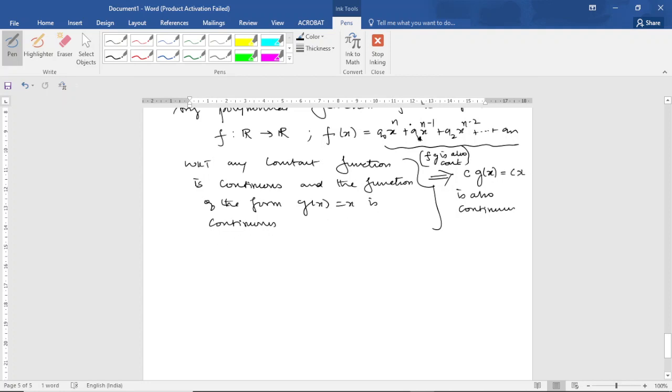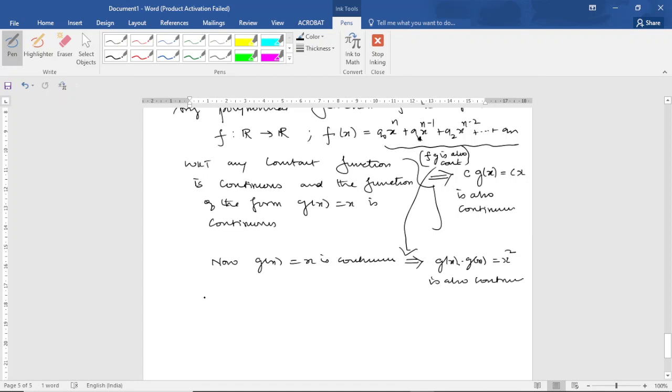Now, g of x equal to x is continuous, and hence this implies that g of x into g of x, that is nothing but x square, is also continuous. This is again by the same theorem, you can cite it here.